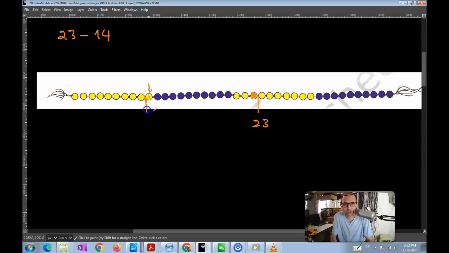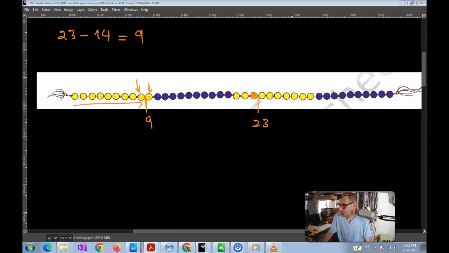So I put my marker here, and now I can count from the very beginning all the way up to this bead over here, which is 1, 2, 3, 4, 5, 6, 7, 8 and 9. So I write 9 over here, and 23 minus 14 is equal to 9, right?